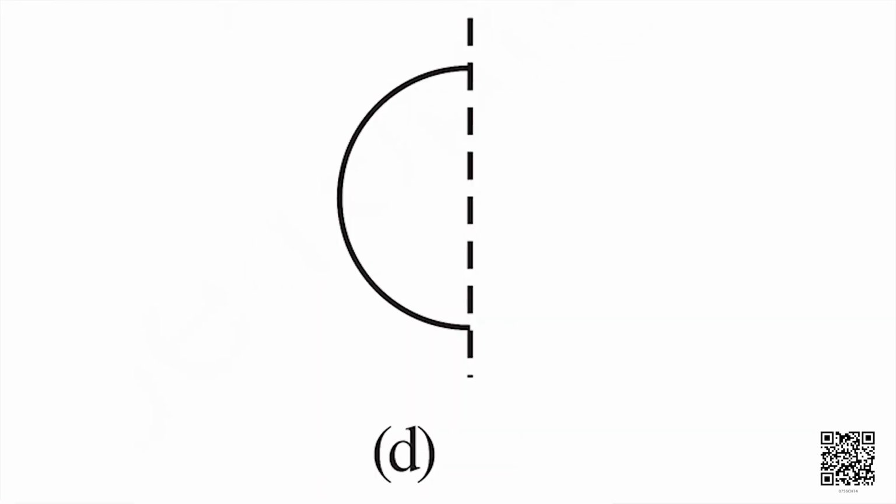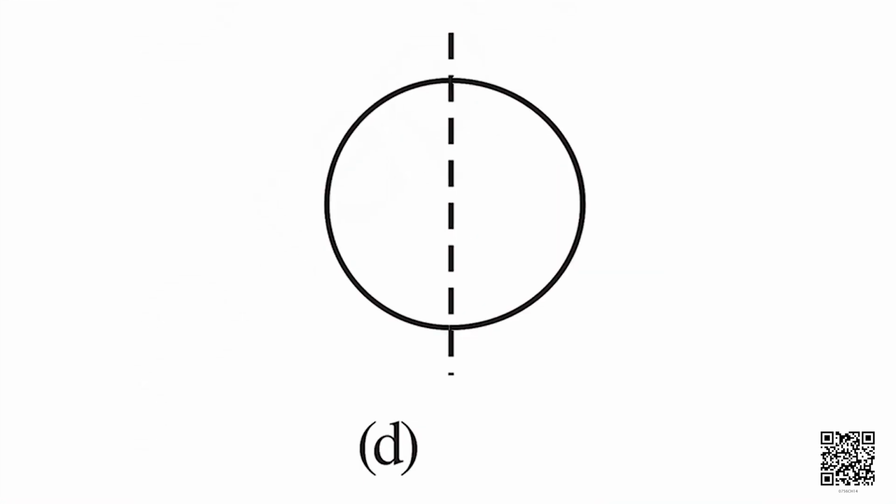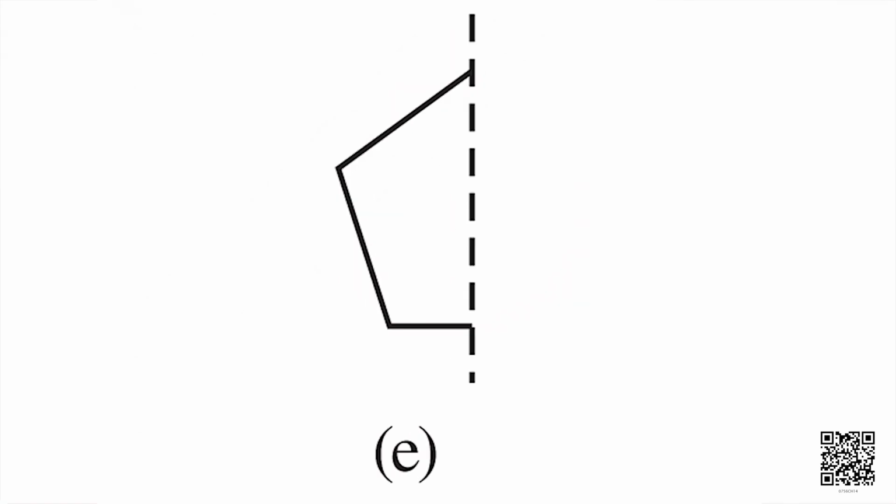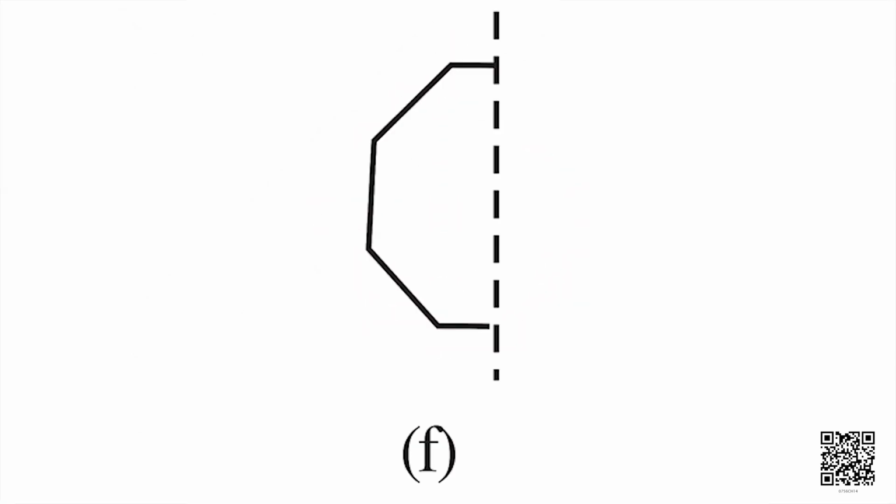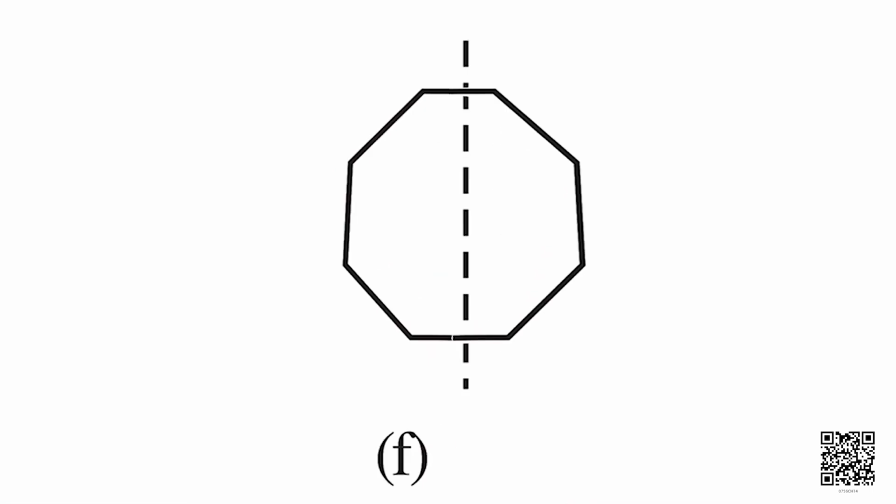Now the D one is a semicircle, so I am sure that it is very easy for you to recognize. If we put a mirror onto the line of symmetry, we will find a circle. Then the next one is a pentagon. And the last one, if we put a mirror, we are able to visualize an octagon.